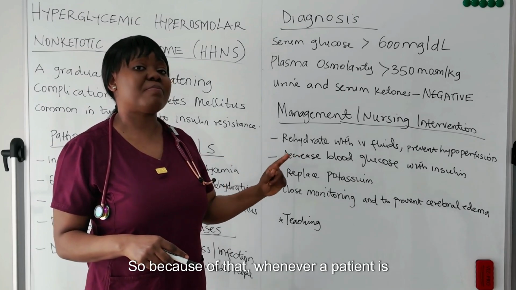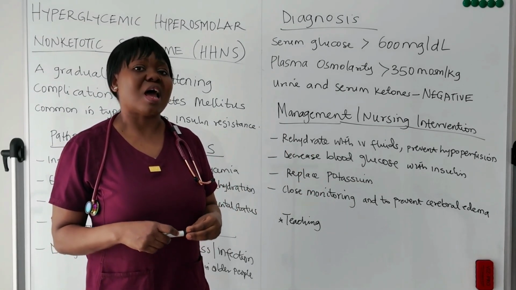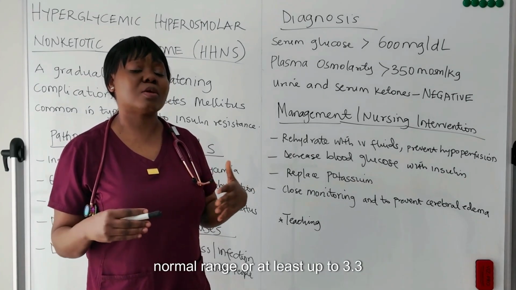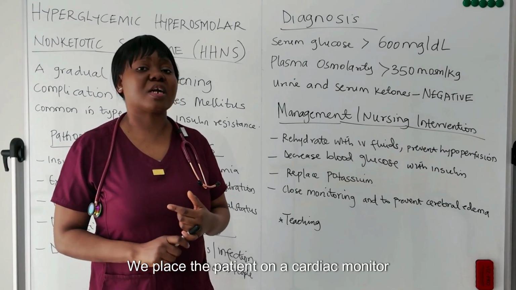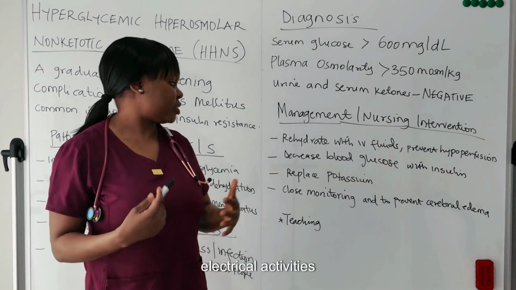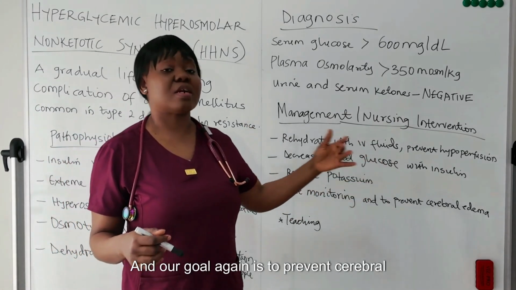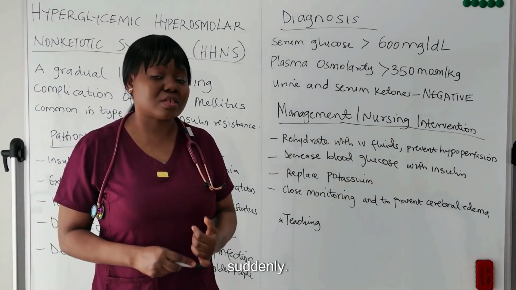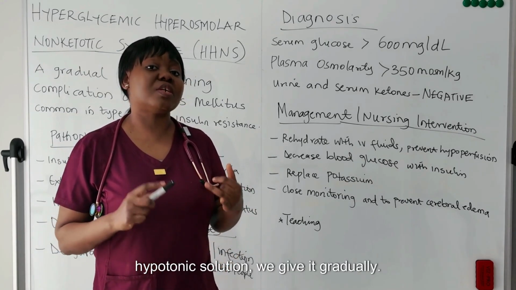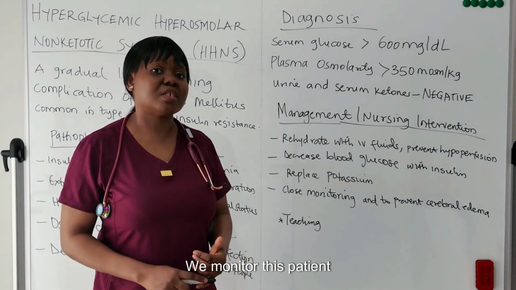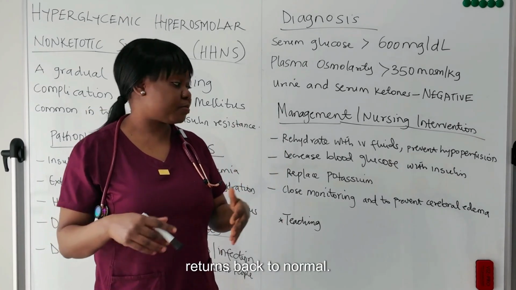Because of that, whenever a patient is being titrated with insulin, we monitor the potassium level closely. The potassium should be within normal range, or at least up to 3.3, before we continue to give insulin. We keep monitoring. We place the patient on a cardiac monitor to watch the electrical activity. And our goal again is to prevent cerebral edema, so we don't reduce the glucose suddenly, and when we give hypotonic solution, we give it gradually. We monitor this patient closely to make sure the mental status and everything returns to normal.